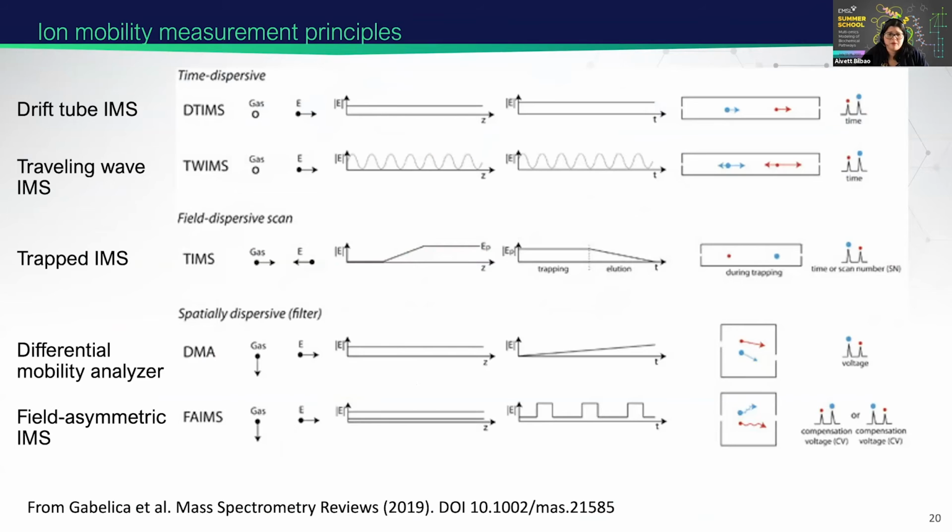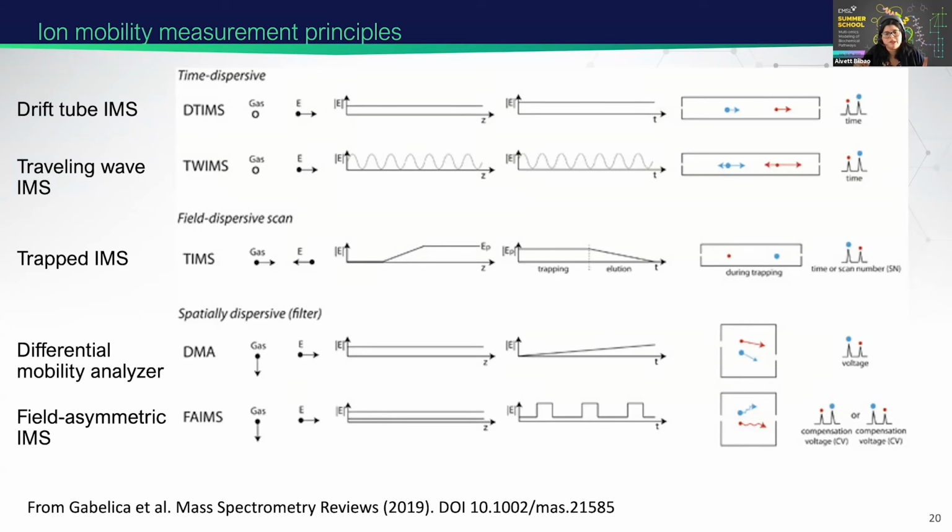There are several types of ion mobility instruments. The main measurement principles are, the first one, drift tube ion mobility. All these instruments measure the drift of ions through a region filled with a buffer gas and under the influence of an electric field. The electric field will produce this drift of the ion and will allow this mobility separation. In drift tube, this drift field is constant and homogeneous.